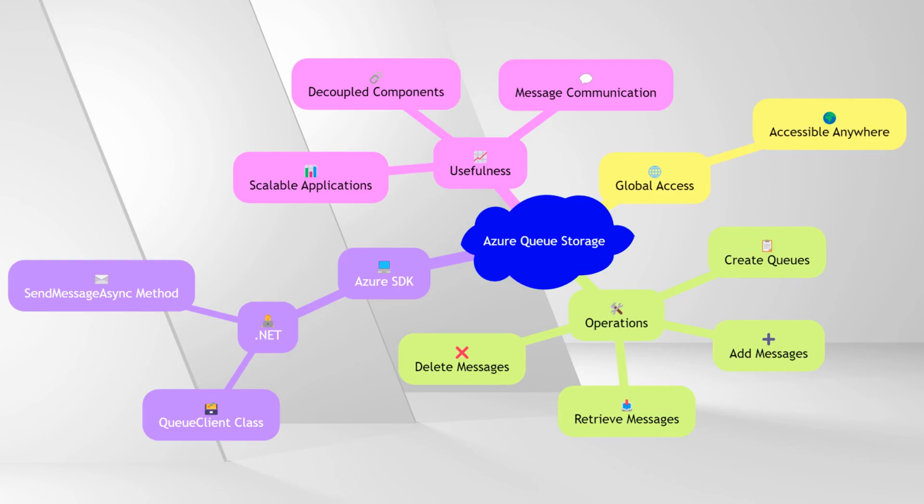applications. Azure Queue Storage is a service for storing large numbers of messages that can be accessed from anywhere in the world. Using the Azure SDK, you can perform operations such as creating queues, adding messages, retrieving messages, and deleting messages. For example, in .NET, you would use the QueueClient class to create a queue and the SendMessageAsync method to add a message to the queue. Queue storage is useful for building scalable and decoupled applications where different components communicate via messages.